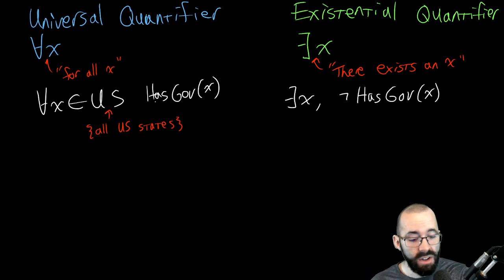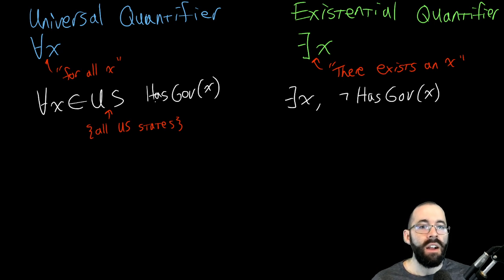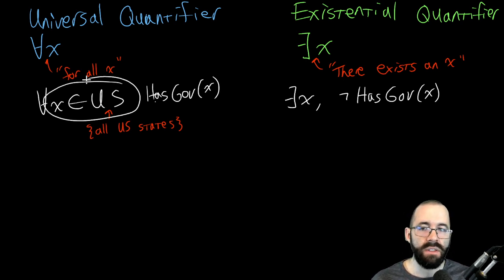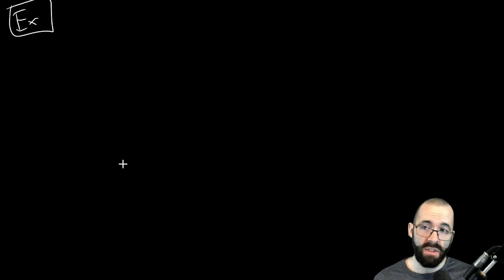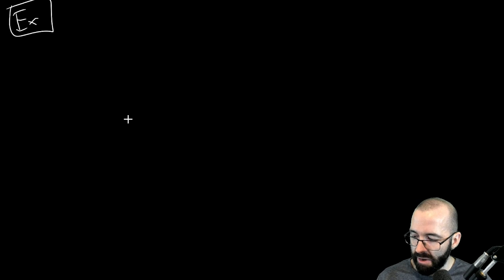Okay? So this is also a true statement. There are many things that don't have governors. So this part of the statement is very, very important when you're using quantifiers. Be very clear to specify what kind of x's you are even talking about here. So let's do some examples. And like I often like to do, I want you to look at these examples, pause the video, and determine whether they're true or false on your own, and then we can talk about them together.